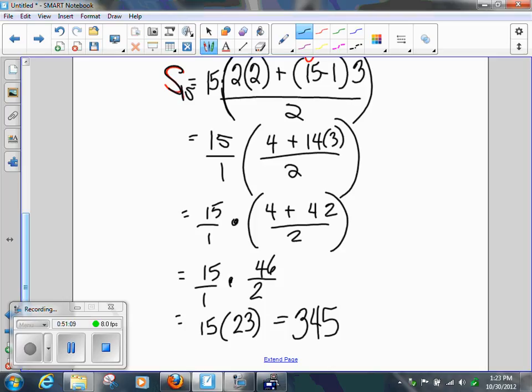How many of you didn't use the formula? You still got the same answer? Totally fine, okay? Just want to show you that it can be done. Questions at all?